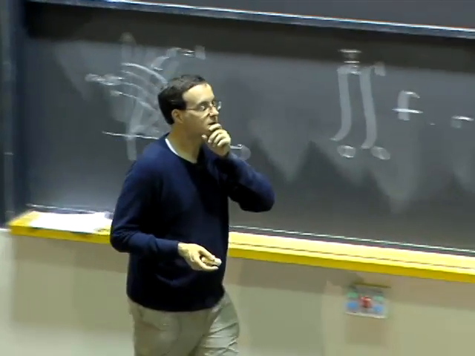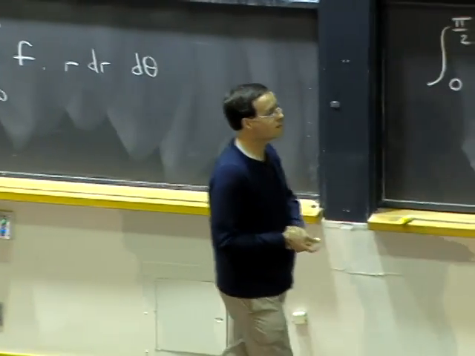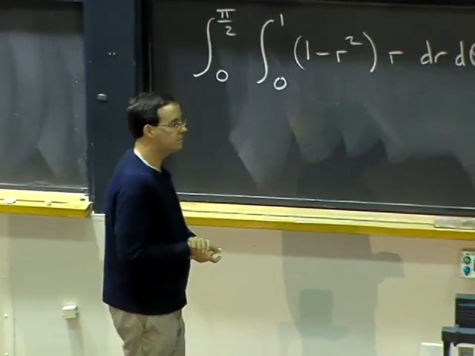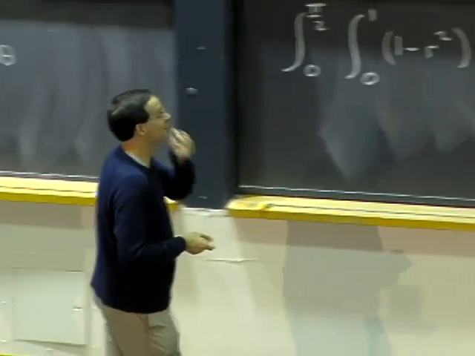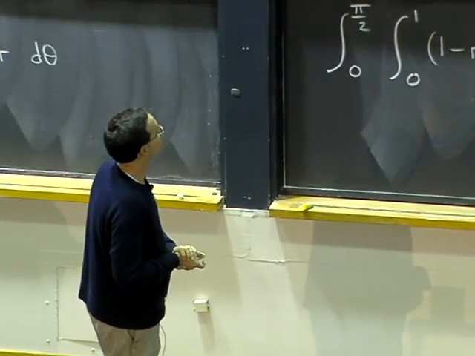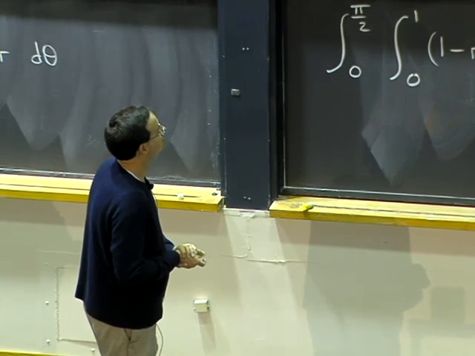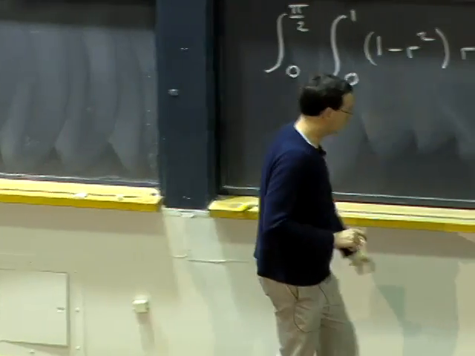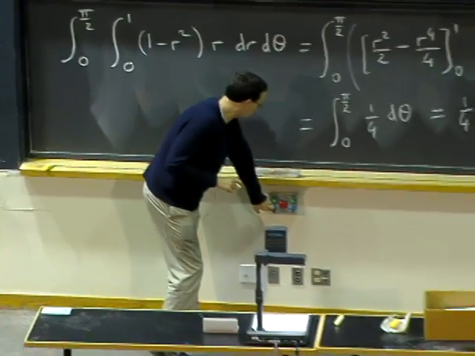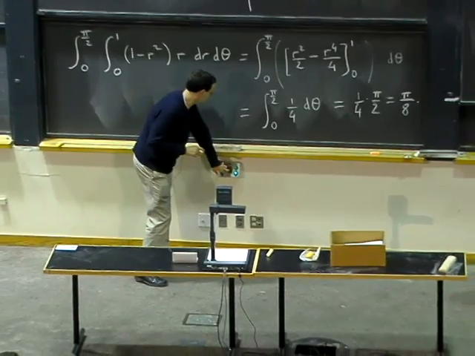Yes? When you say you're computing the rectangle with the smaller and smaller piece of rectangle, I'm curious, why do you use r delta theta instead of r plus delta r? Yes. So that's a very good question. Why do I measure the length inside instead of outside?